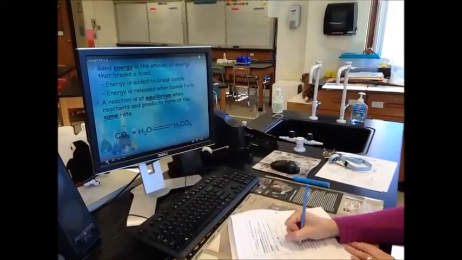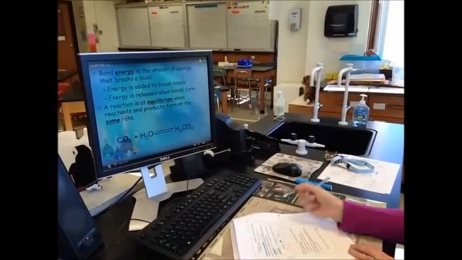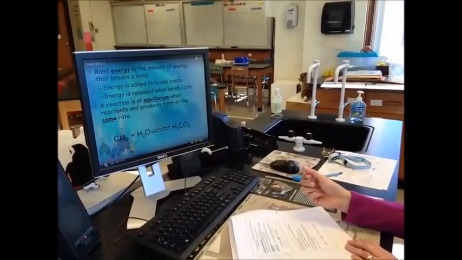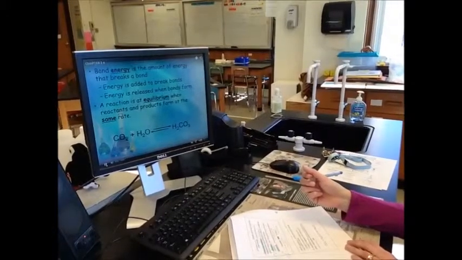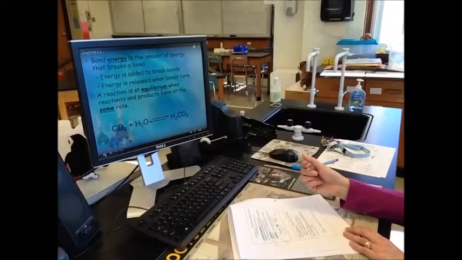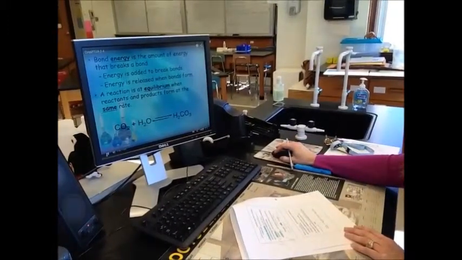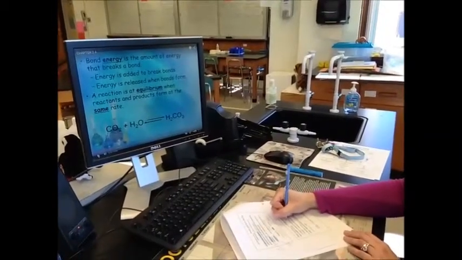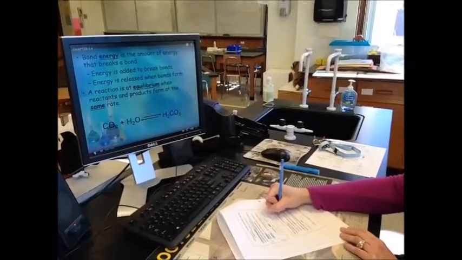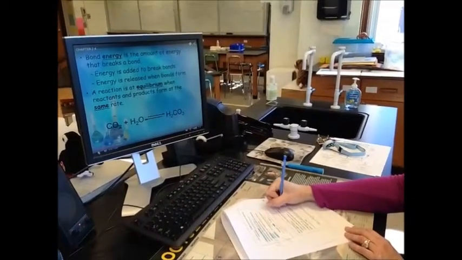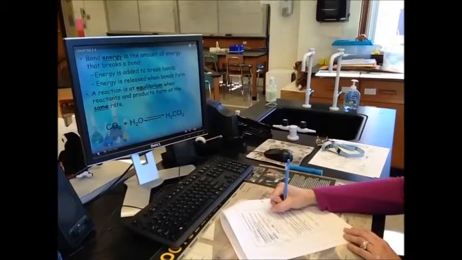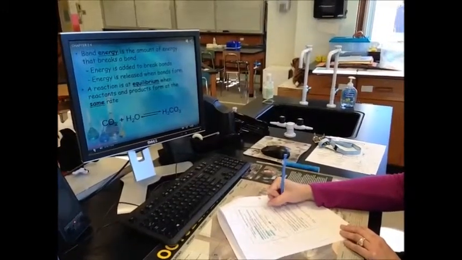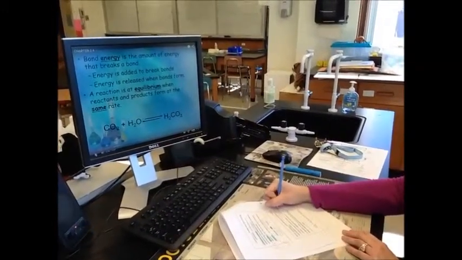So bond energy is the amount of energy that breaks a bond. It takes a certain amount of energy to pull these atoms and molecules apart. If you remember, we talked about covalent bonds and ionic bonds, and those are pretty strong bonds. We also have hydrogen bonds that are pretty strong. Just as a little reminder, examples: covalent bonds, ionic bonds, and hydrogen bonds are my examples of the bonds that I'm going to talk about this year.